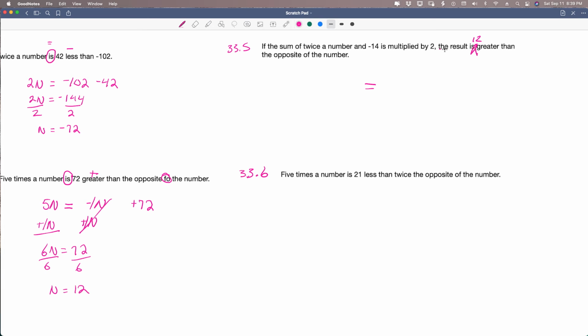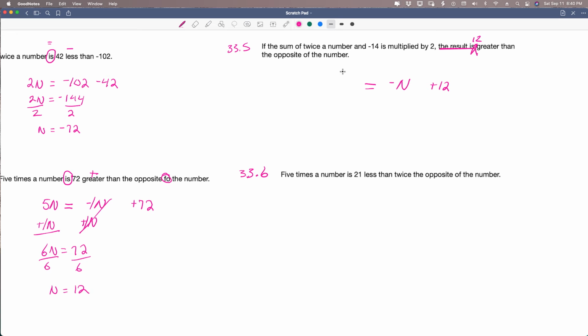But the result is your equal sign. The result is 12 greater, so we're going to add 12, than the opposite of the number. So the opposite of the number is this. It's negative n. So 12 greater than the opposite of the number.